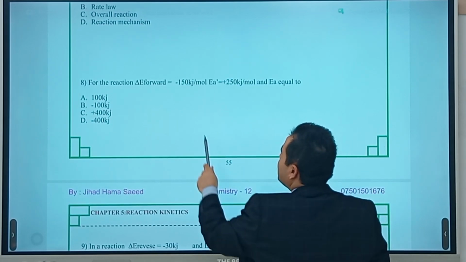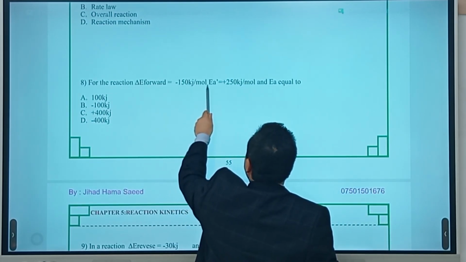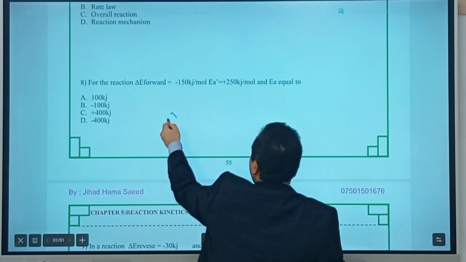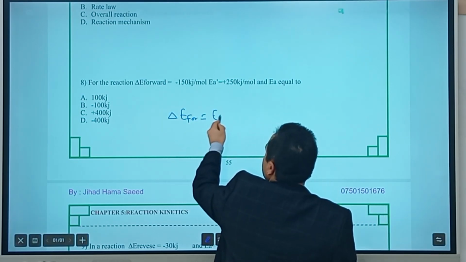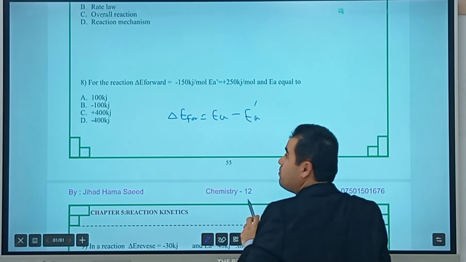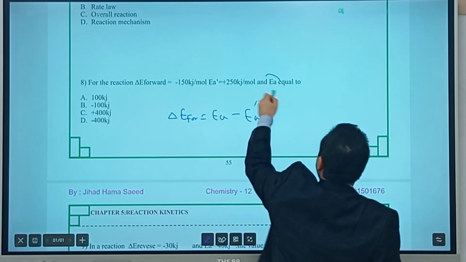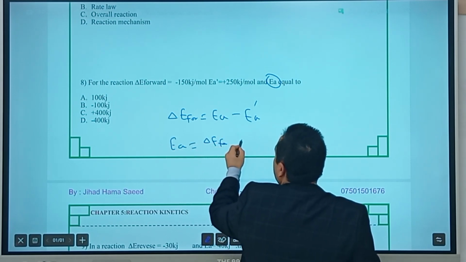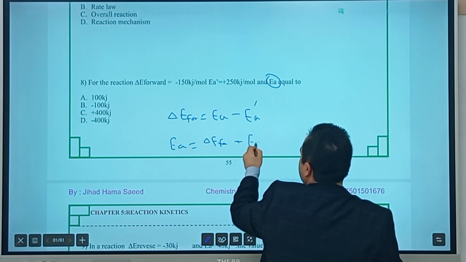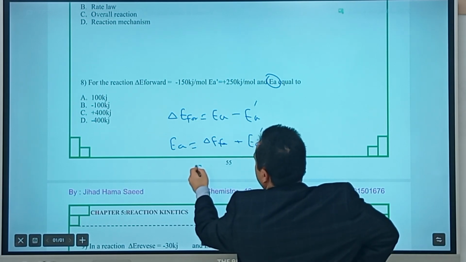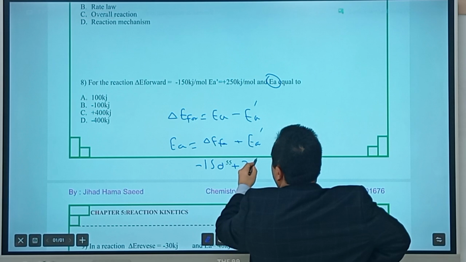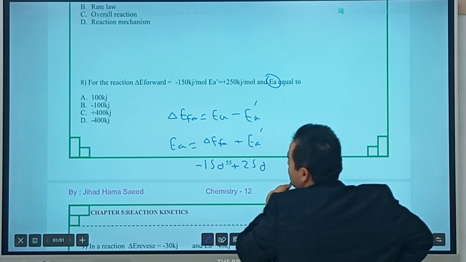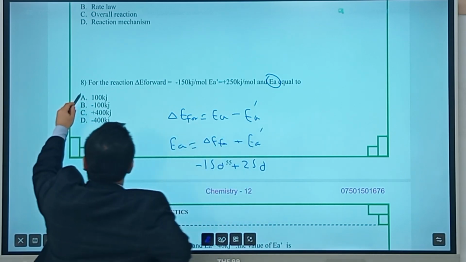For the reaction, delta E forward is equal to minus 150, EA prime is equal to 250, and EA equals, so guys, delta E forward equals the EA minus EA prime. EA is the requirement, EA is equal to delta E forward plus, take to other side, EA prime. So delta E forward is minus 150 plus 250, okay guys, it will be 100, so 100 kilojoule is the correct answer.